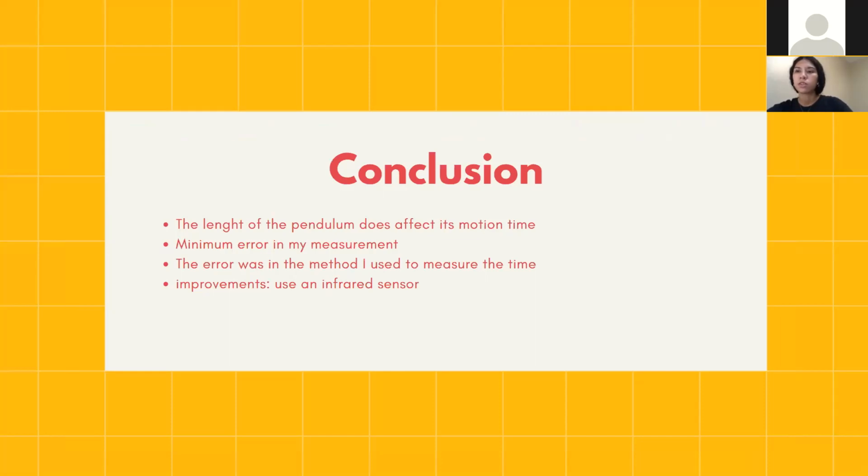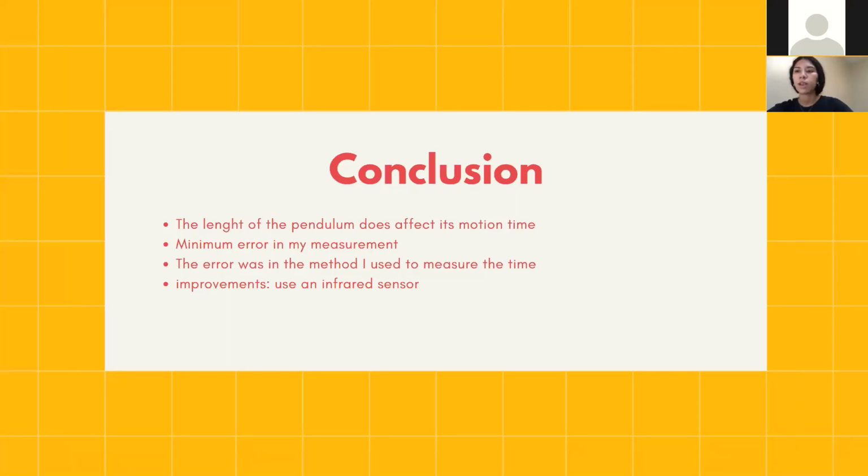And this error was in the method I used to measure the time, because I started and ended the timer when I thought the pendulum had completed the 10 oscillations. Even though I had a chronometer with me, I was doing it by eye, so from the time that I saw it start until I clicked on the timer, and until I ended it, I could have delayed a few milliseconds, and that could have caused my mistake.